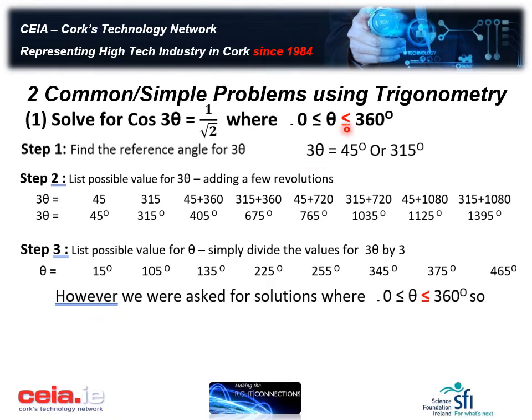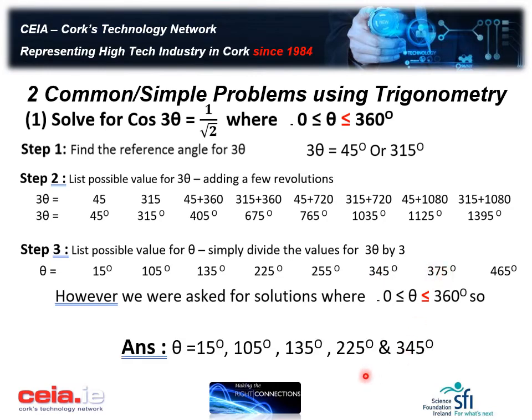However, reading the question, we were asked for solutions for theta between 0 and 360 degrees. So if you look at what we've got here, we have 15, 105, 135, 225, 255, 345, 375. That's outside of the range that we were asked for. So our answer will be 15 degrees, 105, 135, 225, 255, and 345 degrees.